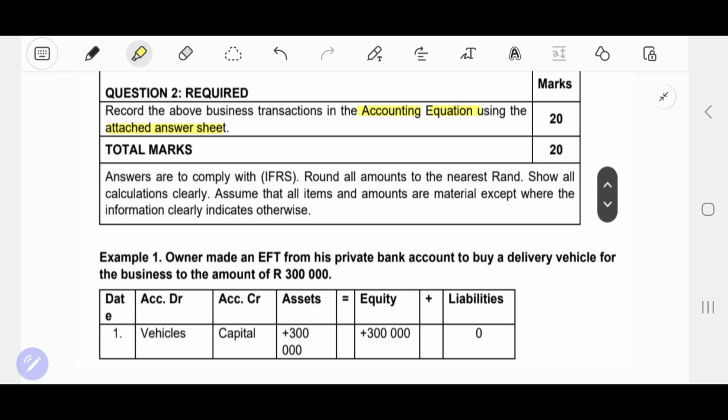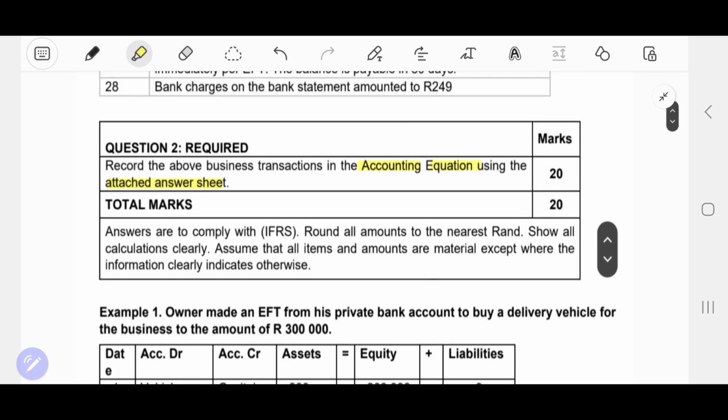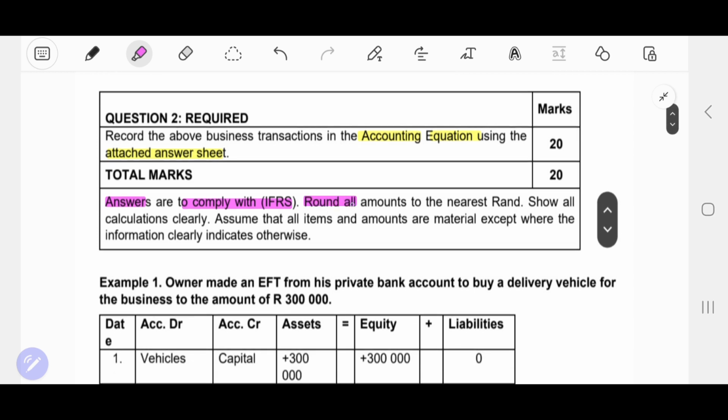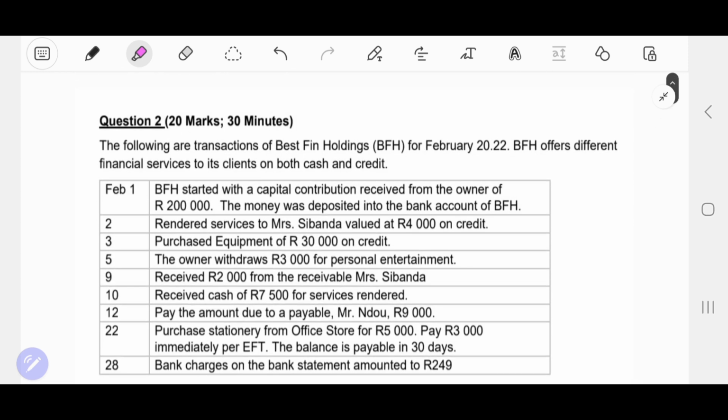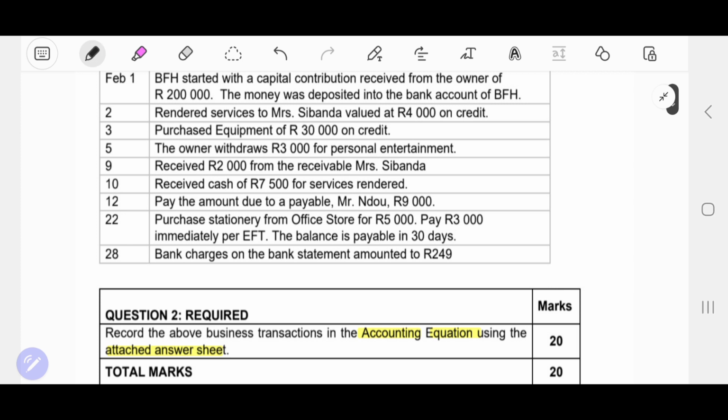They also gave us an example of how to go about recording these transactions. Here we are also specifically told that our answers are to comply with the International Financial Reporting Standards. Remember, we spoke about IFRS on our previous videos as well. We are also given instructions that we should round amounts to the nearest rand and show all calculations clearly. Assume that all items and amounts are material except where information clearly indicates otherwise. So let's start with number 2.